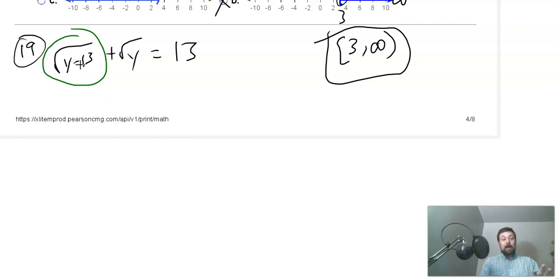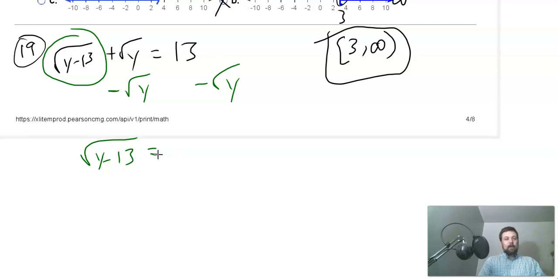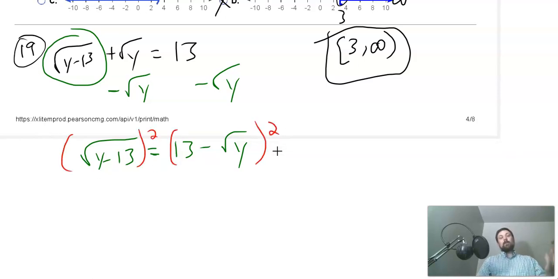So I'm going to leave this one by itself. I'll subtract the square root of y to the other side. We have the square root of y minus 13 equals 13 minus the square root of y. We will square both sides now. Square the entire left-hand side, square the entire right-hand side. The square root cancels out the power of 2. We get y minus 13 by itself here. The square root's gone.